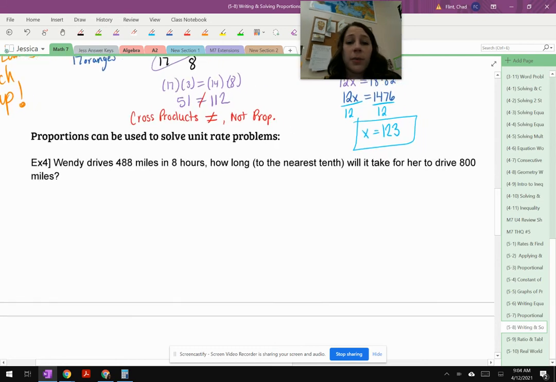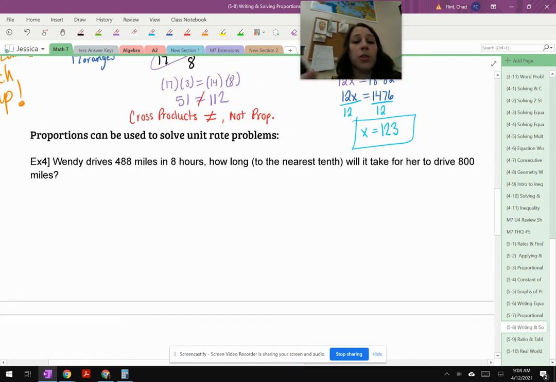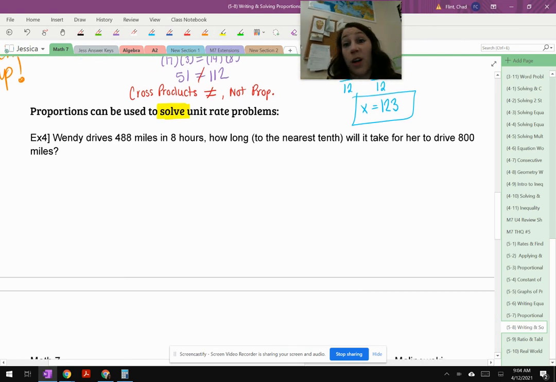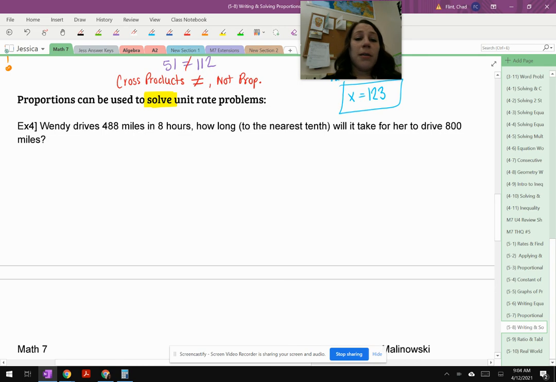Last and final example here. Like I said, we are going to use proportions mostly to solve unit rate problems, just like we've been doing in all the previous lessons. So example, Wendy drives 488 miles in 8 hours. How long, to the nearest tenth, will it take her to drive 800 miles?